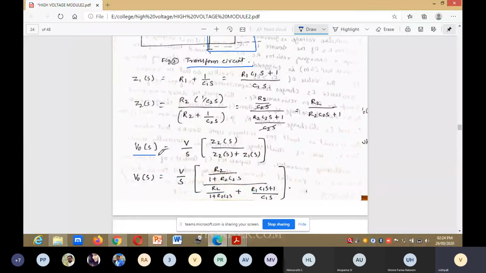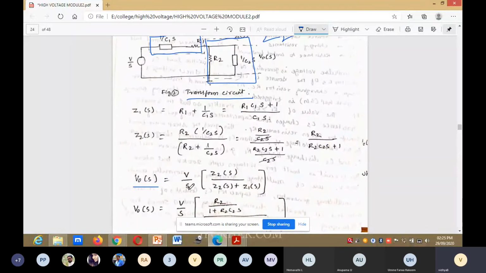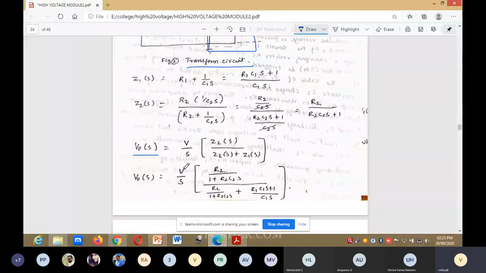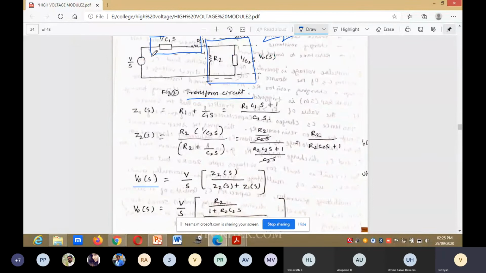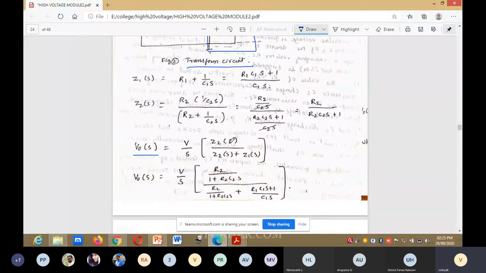But what about V naught of S? V naught of S is equal to V by S into Z2 of S divided by Z2 of S plus Z1 of S. The output voltage is equal to the input voltage times the ratio across the output, where Z2 is there. So first Z2 divided by the total impedance Z2 plus Z1. V naught of S is equal to V by S, Z2 of S divided by Z2 of S plus Z1 of S. The Z2 of S value is this one, substitute it. The Z1 of S value is this one, substitute it.